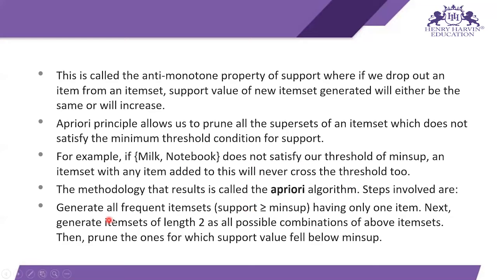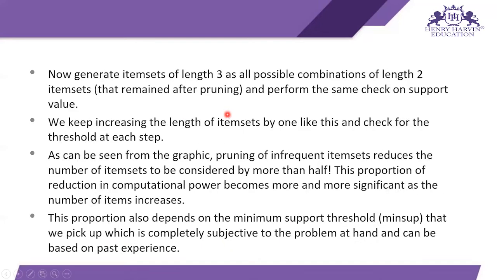The steps involved are: generate all the frequent items, that is, items with support greater than or equal to minimum support, having only one item. Next, generate item sets of length 2 as all possible combinations of the above item sets. Then prune the ones whose support value fell below the minimum support threshold value. Now generate item sets of length 3 as all possible combinations of the length 2 item sets that remained after pruning.